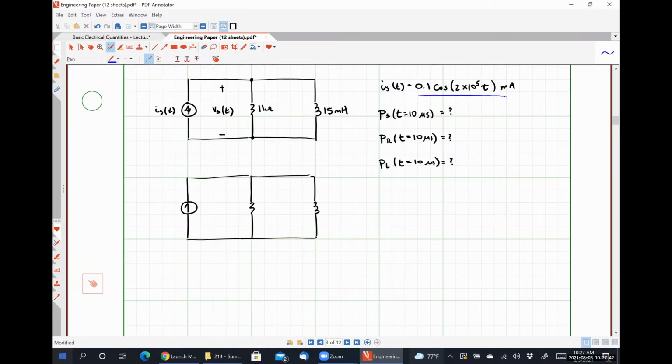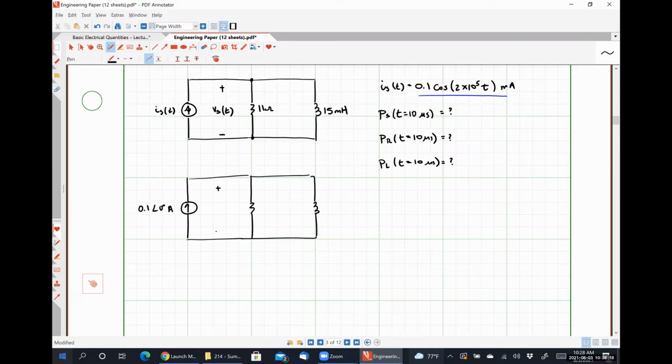What's the phasor representation of that waveform? At this point, that conversion should be pretty much trivial for you guys. Would it be 0.1? Do you want 0.1 with an angle of 0? Exactly what I'm looking for. Oh, okay. 0.1, angle 0 degrees amps. That's the phasor representation.